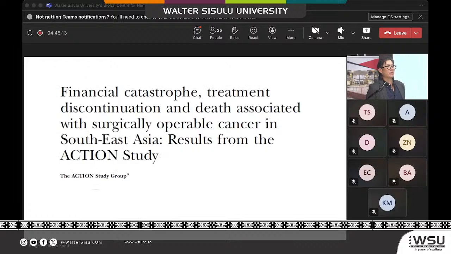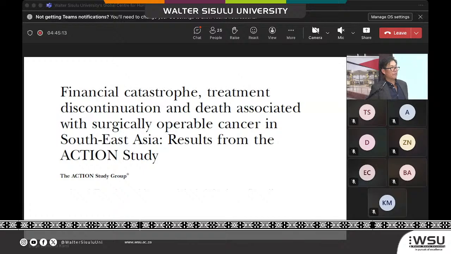So against that background, we did a study a few years ago, and it was in Asia. And as I said, it's something that we want to try to replicate in Africa. It's titled Financial catastrophe, treatment discontinuation and death associated with surgically operable cancer in Southeast Asia. It's called the ACTION study.